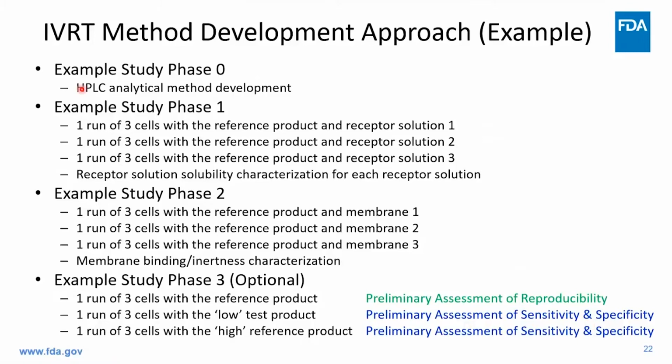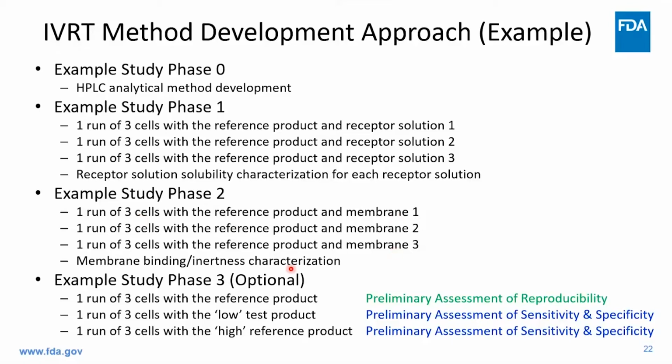Well, one of the things is you begin with having an analytical method. So this is an overview of the method development process. You want to have some analytical method ready that's going to be generally compatible with the matrices of your different receptor solutions that you're going to evaluate in phase 1. And you do a comparison of 3 cells each of these receptor solutions, and then some solubility assessment for your drug. In phase 2, you would do 3 cells each of the 3 membranes, as well as some membrane binding.